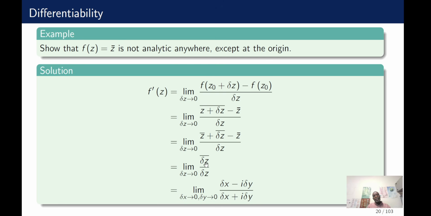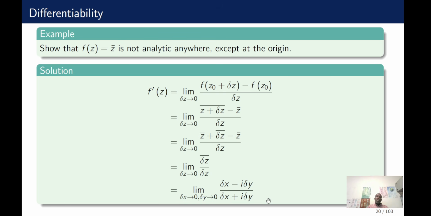Now we know z is equal to x plus iy. So its conjugate is delta x plus i delta y, and for the conjugate you change the sign of the imaginary part. The conjugate of delta z in the numerator, and delta z in the denominator, is just given by that.